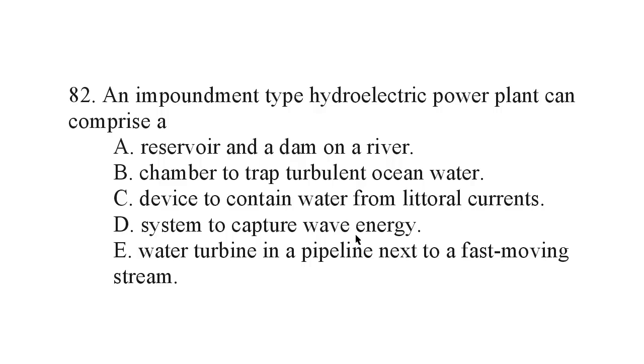A system to capture wave energy, well, that would be along the same lines as B, but it's not an impoundment system. A water turbine in a pipeline next to a fast-moving stream, that is a diversion type system. And that also can be used in a river, but it doesn't generally require a reservoir and a dam.